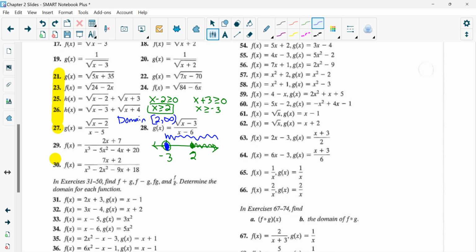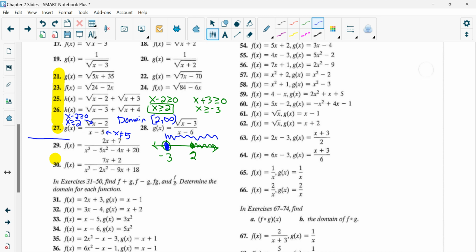Yep, 27. We can't have x be positive 5. So x cannot equal positive 5 because 5 minus 5 would be 0. We also have to make sure that this is greater than or equal to 0. So when I solve that, I'd have x is greater than or equal to 2. So I need something that's greater than or equal to 2 and not equal to 5.